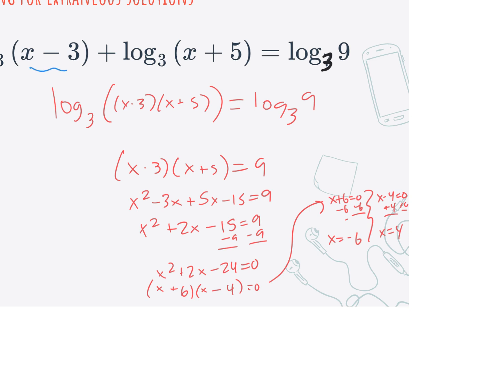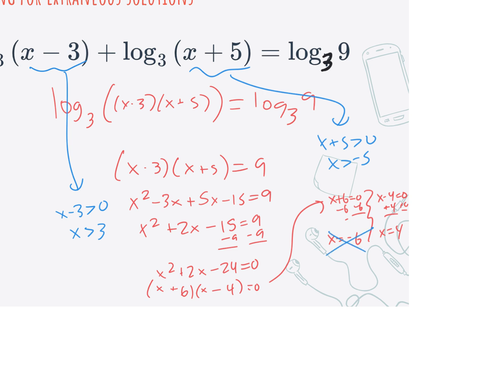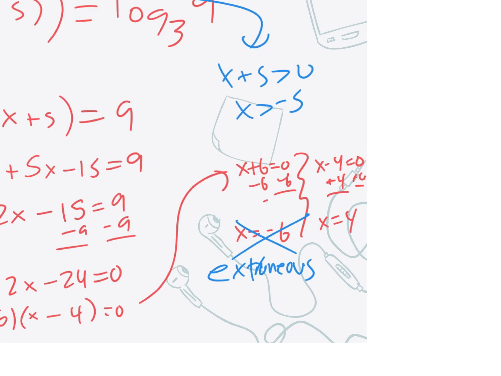But I do need to check where my extraneous solutions could be. So I've got to set x minus 3 greater than 0, so x has to be bigger than 3. And also, x plus 5 is greater than 0, so x has to be bigger than negative 5. So in this case, that x equals -6 answer is what we call an extraneous solution. So I cross it out, I write the word extraneous, and then I circle my one and only answer, which is x equals 4.